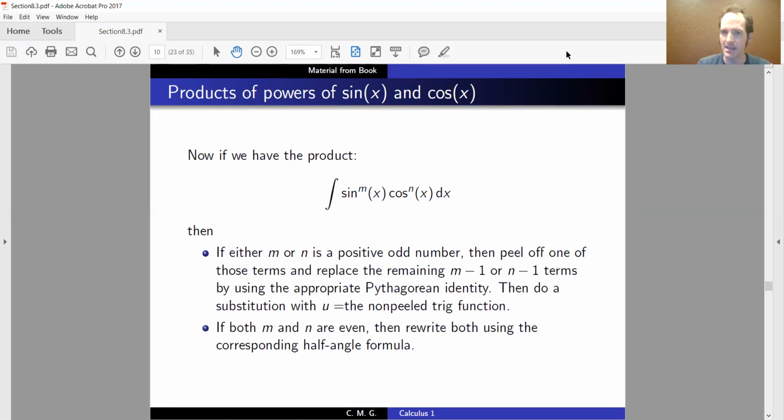If both of them are even, then I have to rewrite both of them using the half angle formula for each. So in the case that both m and n are even, sine squared of x times cosine squared of x, I would have to rewrite both of them using the corresponding half angle formula. In the case of a square, it's not so bad, but if it's fourth or sixth or eighth or something like that, it's going to be pretty tricky. So then I go from there.